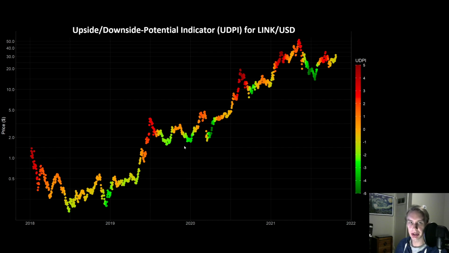Now, one of the things I want to talk about with the UDPI, one of its behaviors that I think is interesting and worth talking about, is how it deals with these kind of extreme black swan events, like this massive crash we saw here due to COVID in March of 2020. Price had rebounded from this lower risk zone here. It had moved up, getting a little bit risky, but nothing super concerning quite yet.